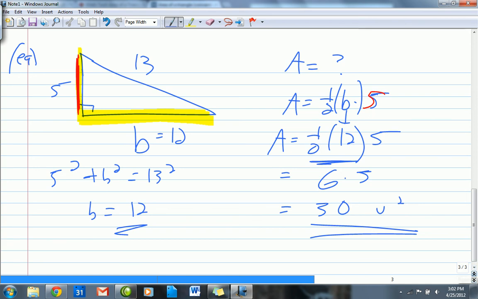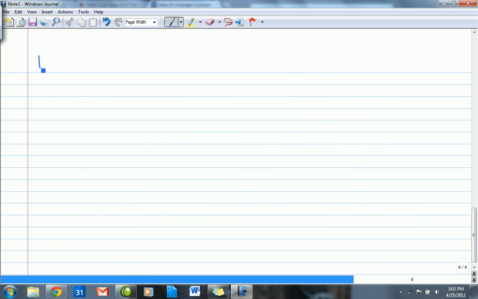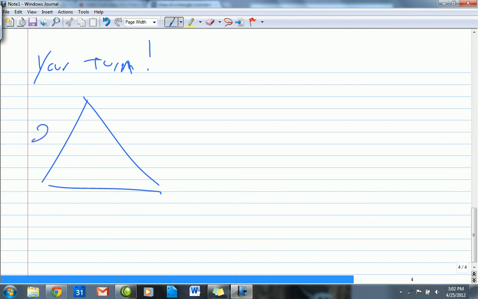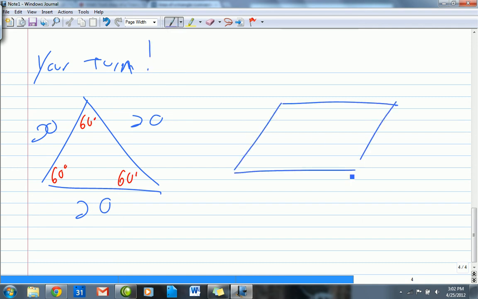So that said, here are 2 problems for you to try for tomorrow. Your turn. And we'll talk about these tomorrow in class. I want you to find the area of this equilateral triangle, and let's say we have sides of 20. As a hint, remember, those are 60-degree angles if it's equilateral. Drop your altitude. And I also want you to find the area of this parallelogram. Let's cut that here, and I'll give you this: this is 13, this is 5, and that's 10.